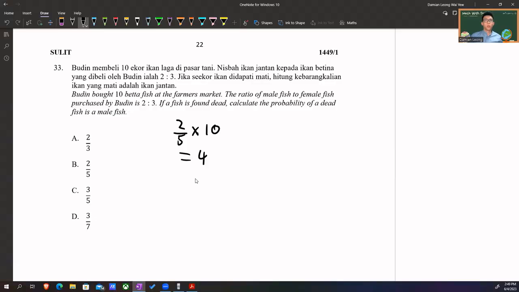So there are 4 male fish. Okay, so that means 6 female fish.